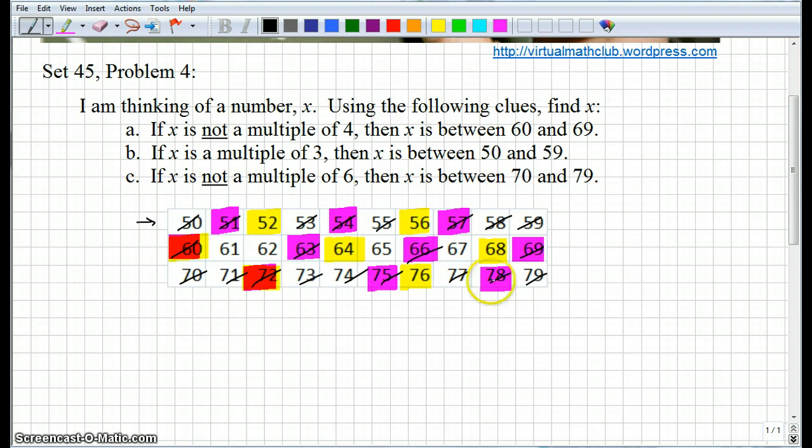Now the last one. If x is not a multiple of 6, then it is between 70 and 79. So let's look at multiples of 6. Those are just the even multiples of 3, so we kind of already have them highlighted. The even multiples of 3 I highlighted in pink.